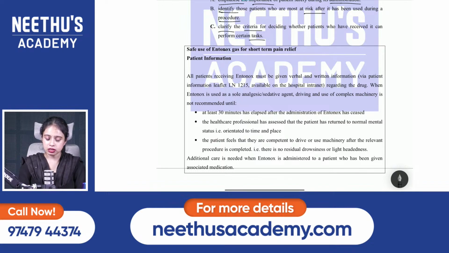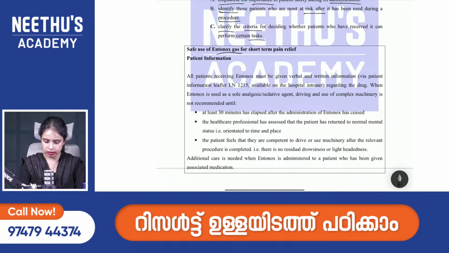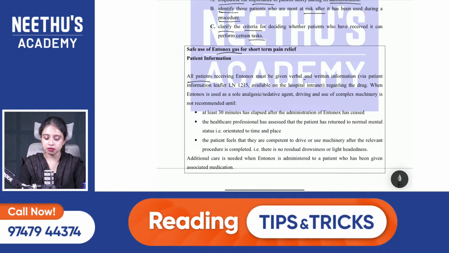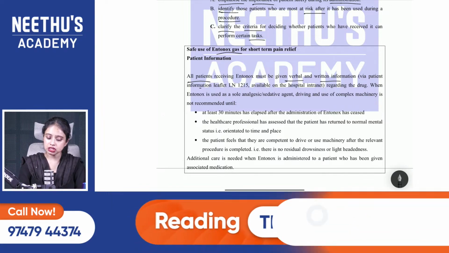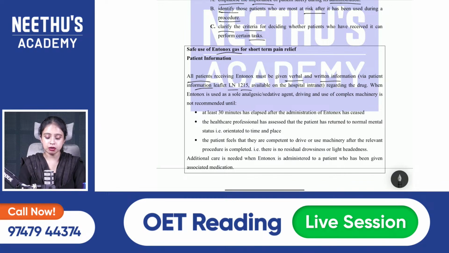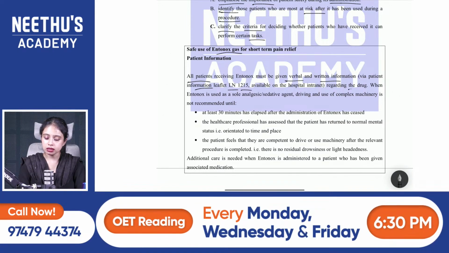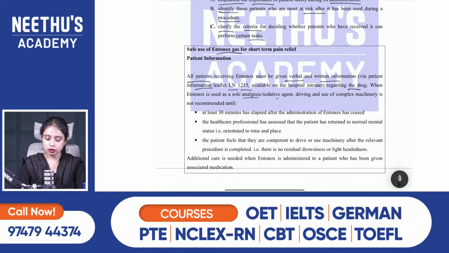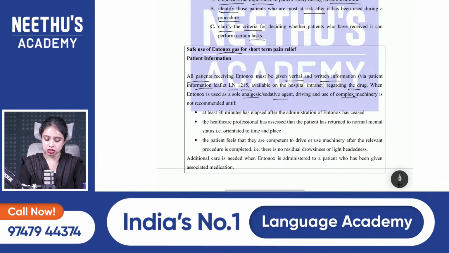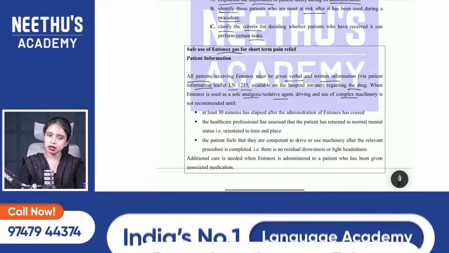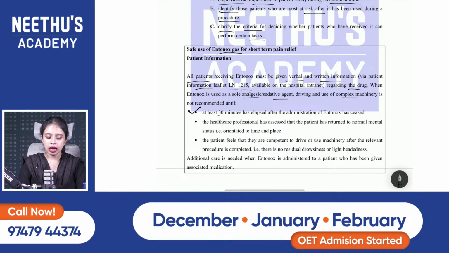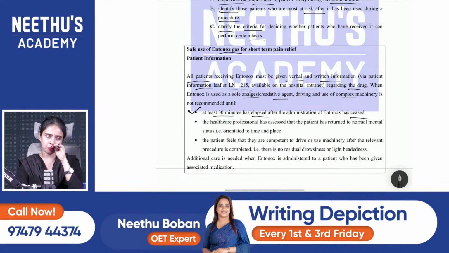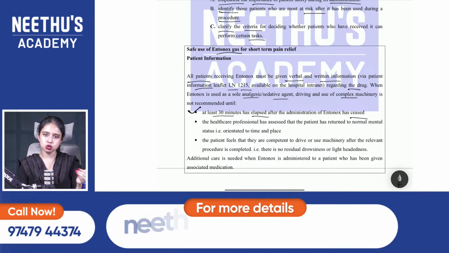Safe use of Entonox gas for short-term pain relief or anesthetic gas. Patient information. All patients receiving Entonox must be given verbal and written information via patient information leaflet LN1215 available from the hospital intranet regarding the drug. So it should be informed, that's it. When Entonox is used as a sole analgesic or sedative agent, driving and use of complex machinery is not recommended until at least 30 minutes has elapsed after the administration of Entonox has ceased. Ceased which means it is coming to an end.